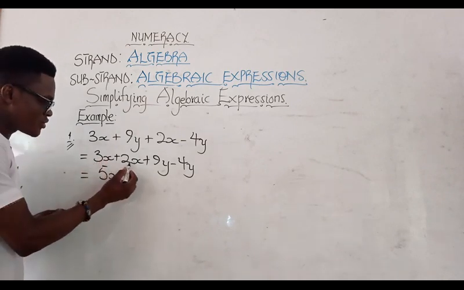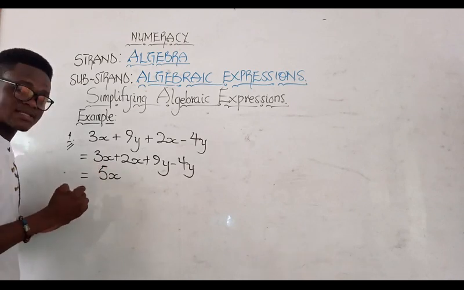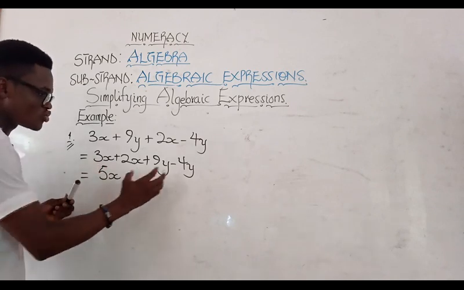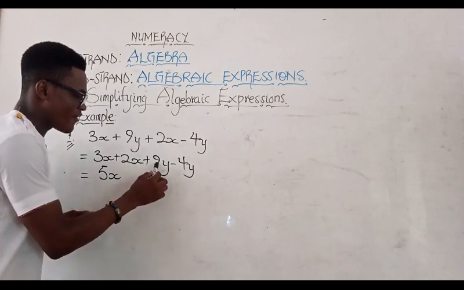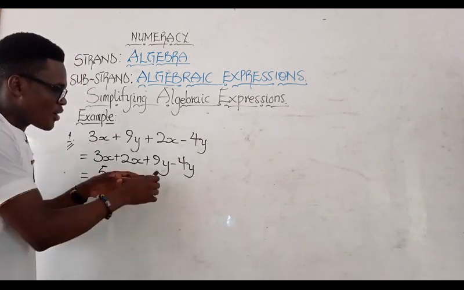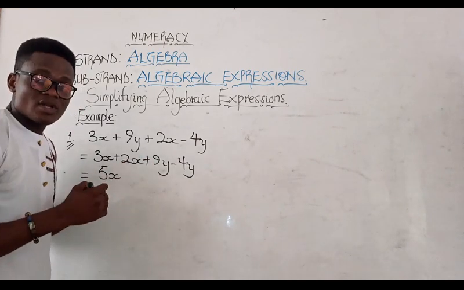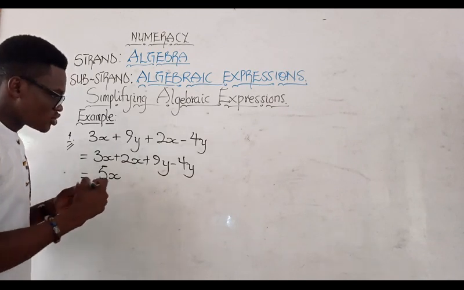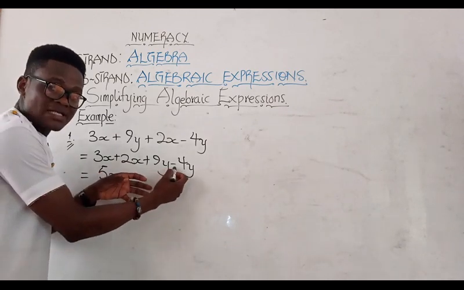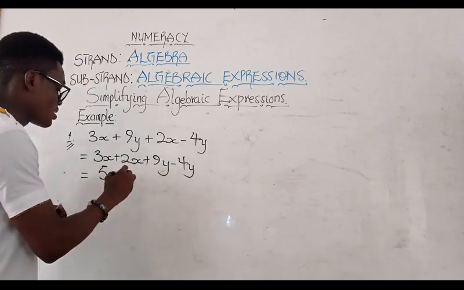So 3x plus 2x gives us what? 5x. And let's move on to the other thing. We have 9y minus 4y. So 9 minus 4 gives us what? 5. Correct. So therefore 9y minus 4y will give us 5y.